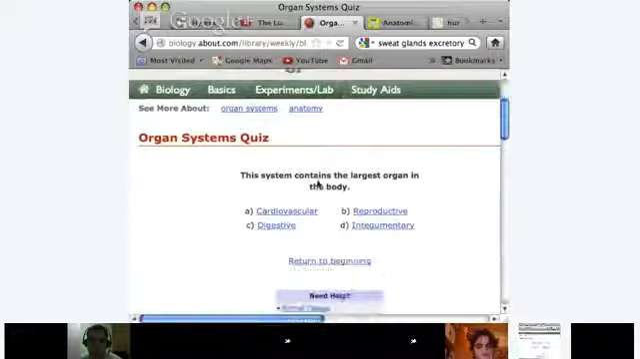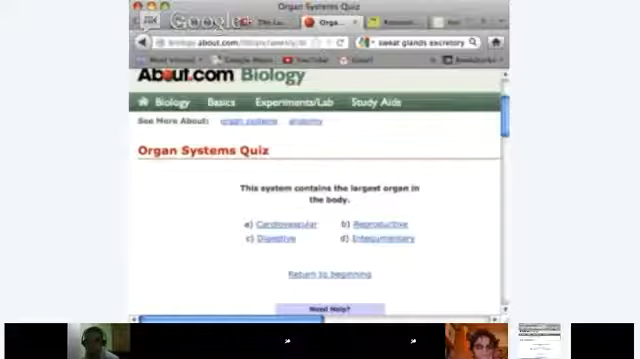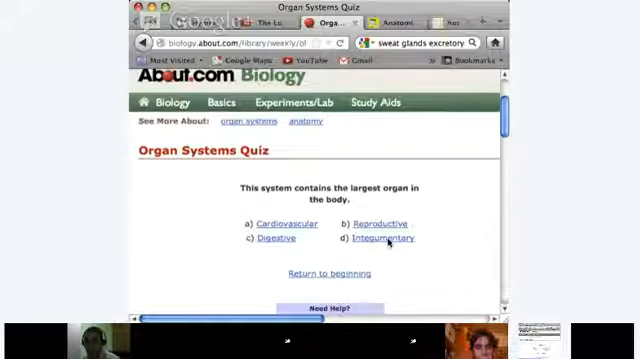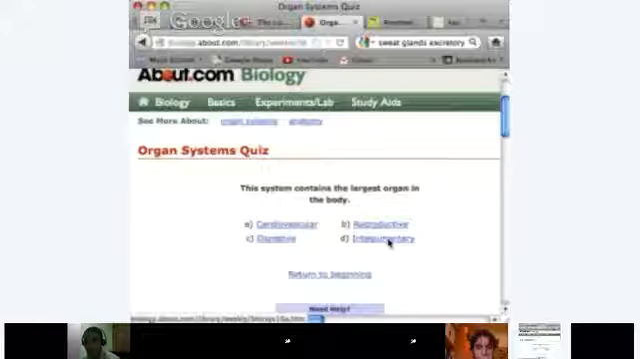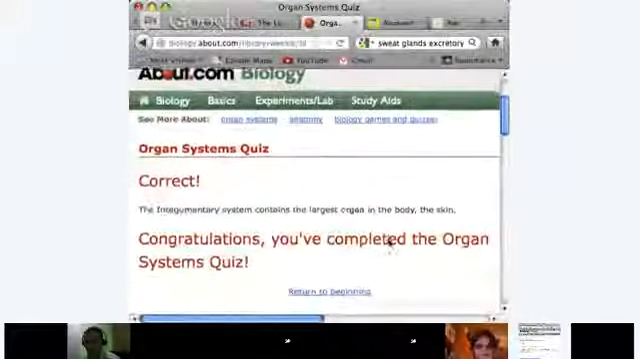All right, here's the last question we'll do for today. This system contains the largest organ in the body. Integumentary system. Digestive system. No. Integumentary. All right, good. Yes, skin. I noticed some people saying digestive at the beginning, and I was confused for a minute too. But yeah, I would say integumentary system because that involves the skin, and the skin is a big organ. And so that is the largest organ in the body.